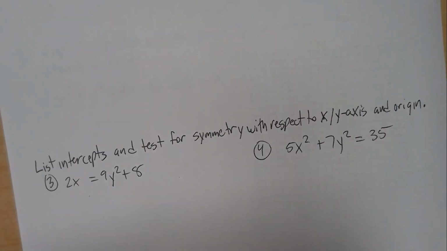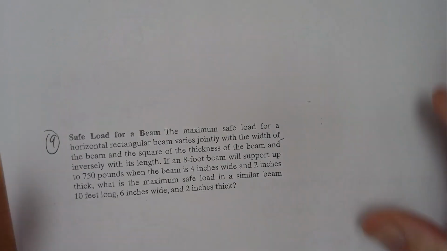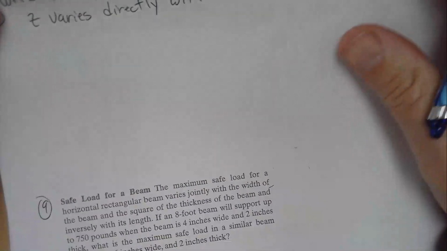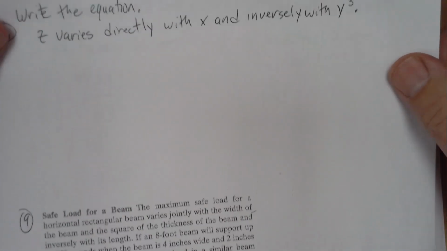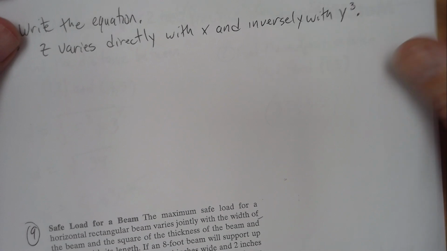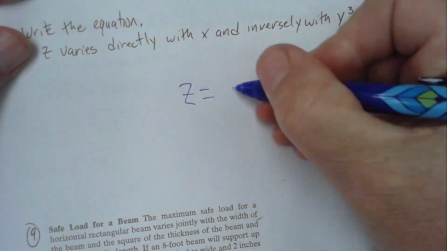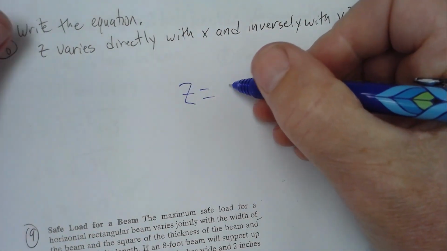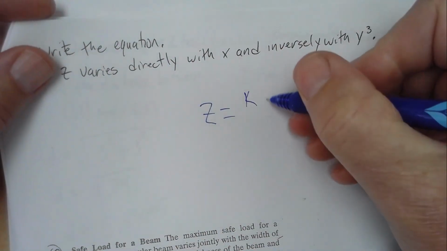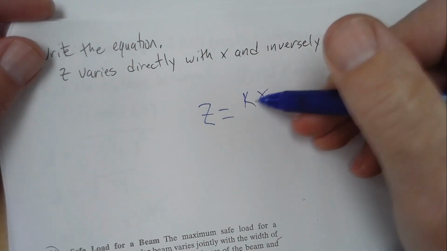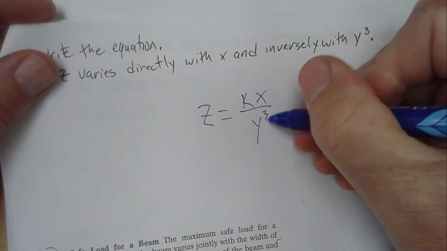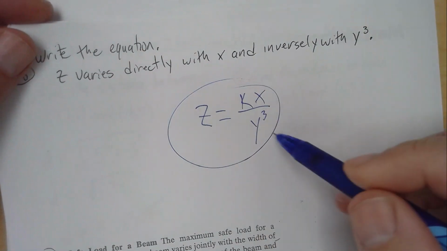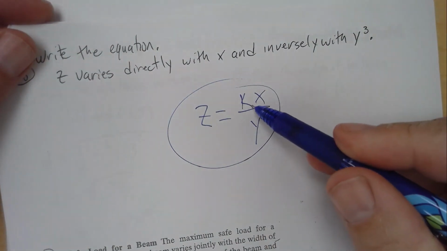All right, now the variation stuff. So we write it down, right? Z varies directly with x and inversely with y cubed. So you say z equals, you need some kind of number to hold it together, so you do k, and then x directly, so x is on the top, and then once it says inversely, you make a fraction. Now there's no numbers here, so I can't figure out what k is, the constant.